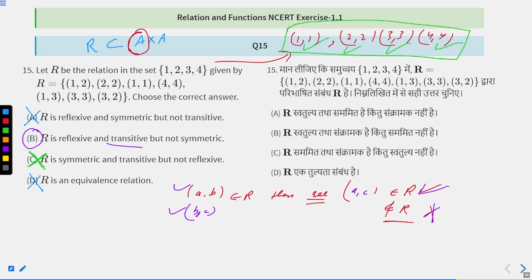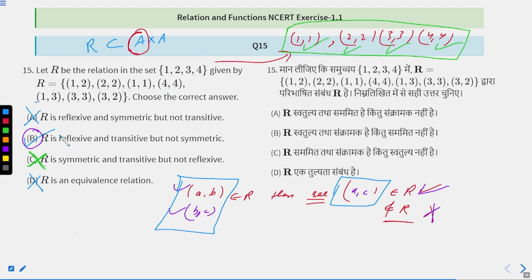Now 1 comma 1 belongs to R, 1 comma 3 belongs to R. Does 1 comma 3 belong to R? Yes, as you can see. Now 3 comma 2 belongs to R, 2 comma 2 belongs to R. This means 3 comma 2 belongs to R. So whenever you have such two pairs, you will be having this. So this means it is indeed transitive. So option B is your correct option.